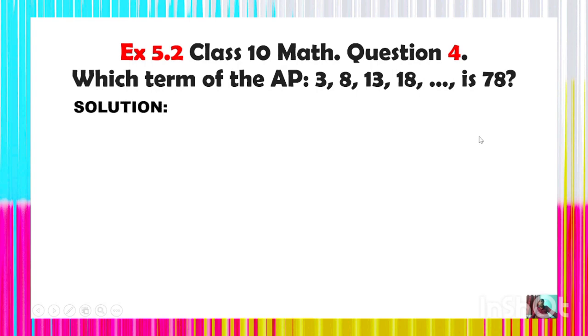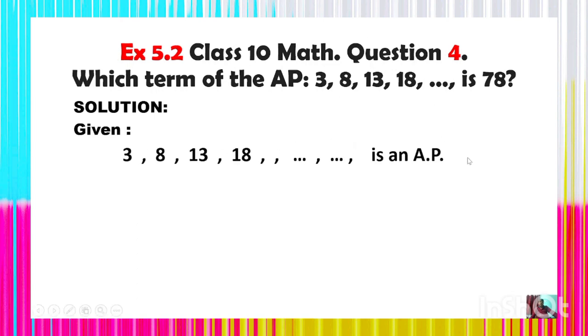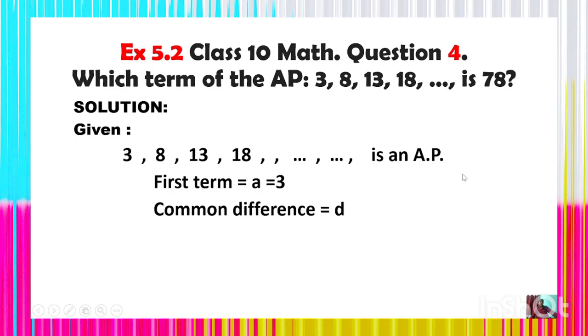Here is the solution. Given that 3, 8, 13, 18 is an arithmetic progression, right? So here, what is the first term? The first term a is equal to 3. Common difference d is equal to a2 minus a1, which is 8 minus 3, which is 5, right? Understand? Thus a is equal to 3 and d is equal to 5.